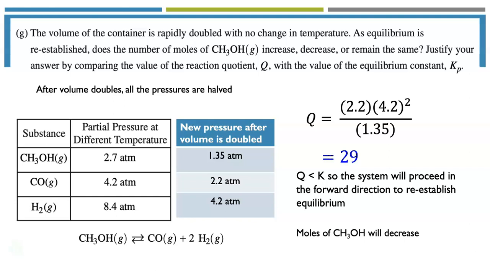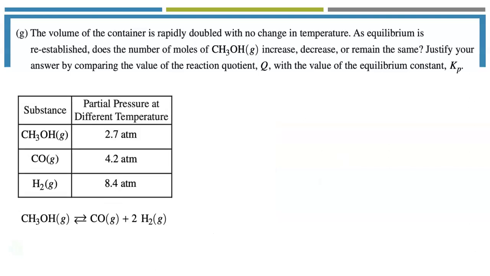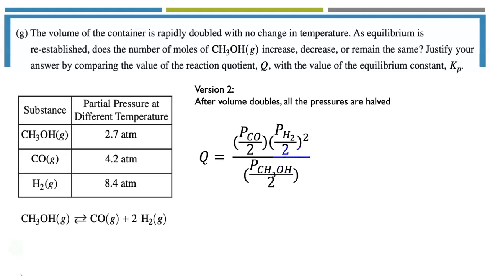That was one way to solve the problem. Like I said, there's another strategy. It's going to get us to the same place. It's just another way of setting it up. Keep in mind, yes, that after the volume doubles, all the pressures halve initially until we reestablish equilibrium. And so instead of calculating the new pressures, we could just say, okay, they all get divided by 2.